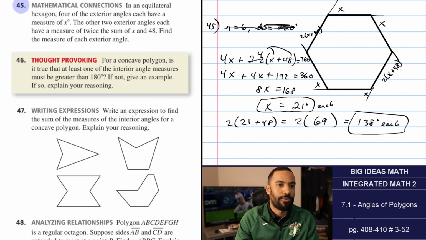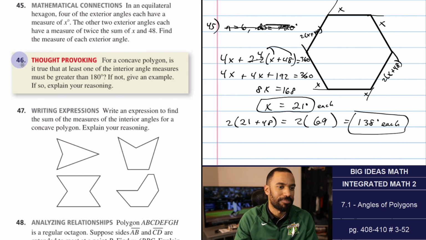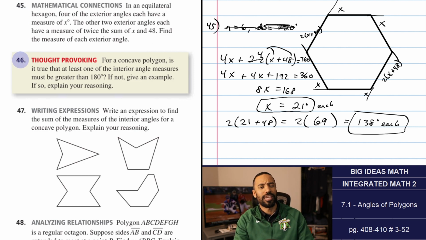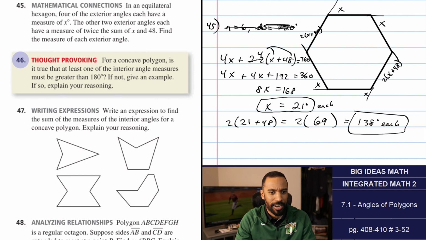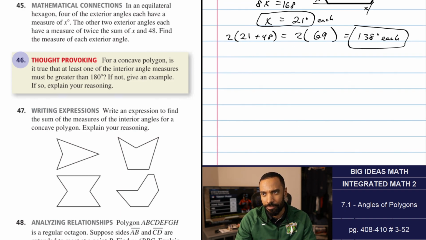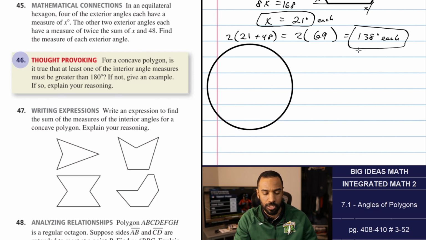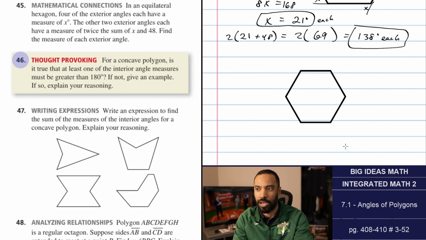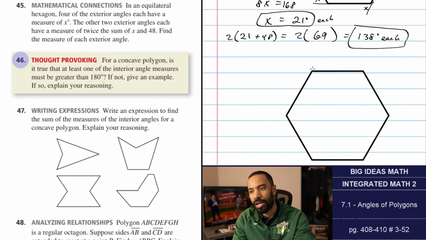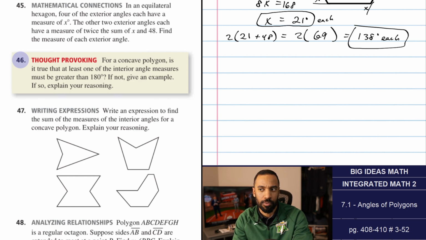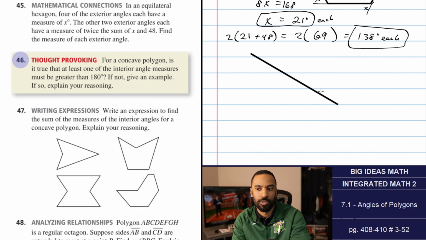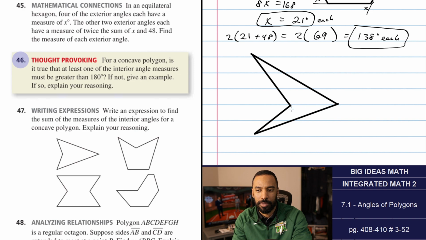All right, number 46. For a concave polygon, yeah, that's what this last one is. Is it true at least one of the interior angle measures must be greater than 180 degrees? If not, give an example. If so, explain your reasoning. So a convex polygon, by the way, are the ones that we've been looking at. Here's a convex polygon right there. A concave polygon would be something where something would go inward instead. So this is a concave polygon because of that angle that's going up.